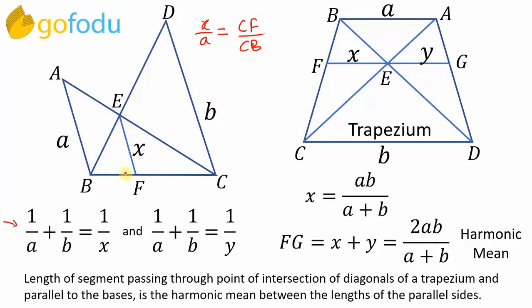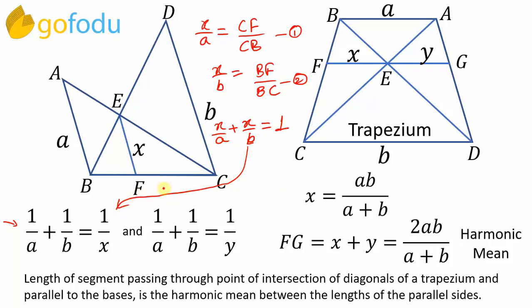Similarly, if we consider this small triangle EBF and bigger triangle DBC, again we have x upon b equal to BF upon BC. Now add these equations 1 and 2. We have x upon a plus x upon b is equal to CF plus BF upon CB, since CB comes out common in the denominator. CF plus BF is nothing but CB, which will cancel the CB present in the denominator, and we will get 1 on the right hand side.